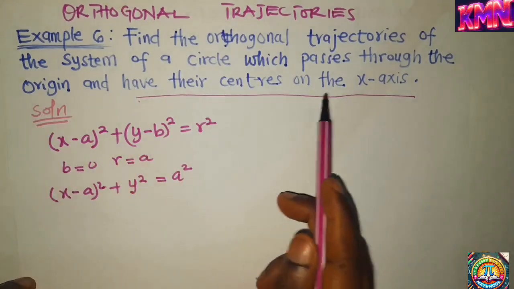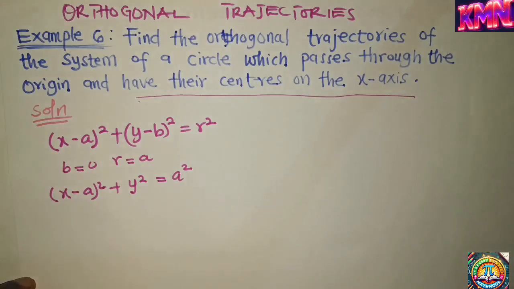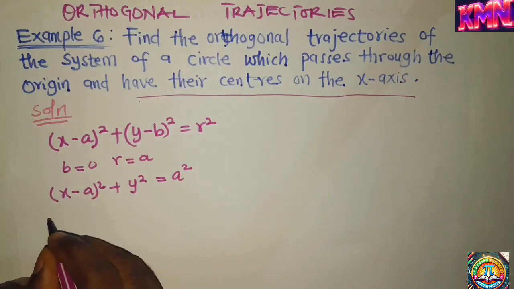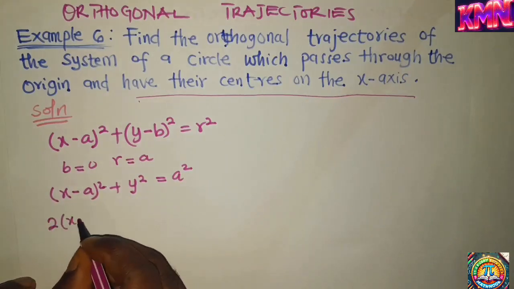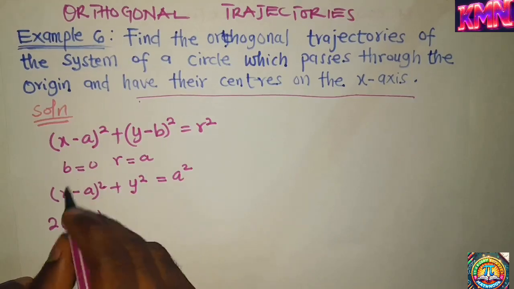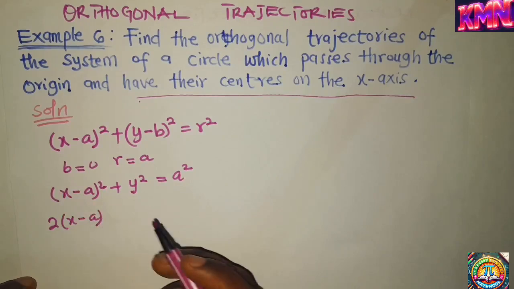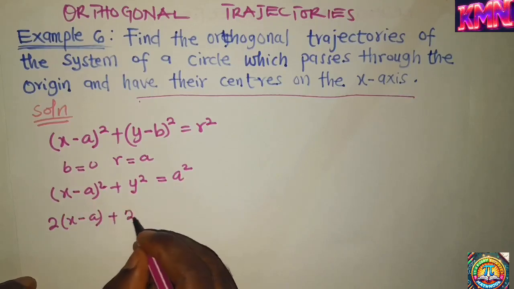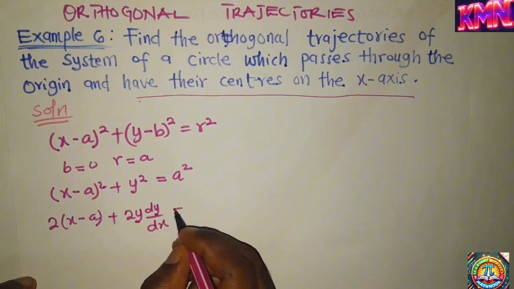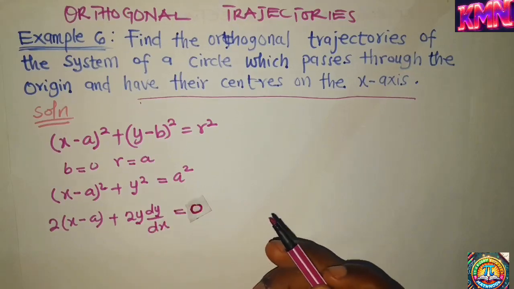Now that we have the equation of a circle which passes through the origin and has its center on the x-axis, we can find the slope of that particular equation. Let's differentiate. We are going to get 2 times x minus a, then we subtract 1 from there, times the differential of what we have there, and that still gives us the same thing, plus 2y dy dx, and that is equal to 0. Why 0?